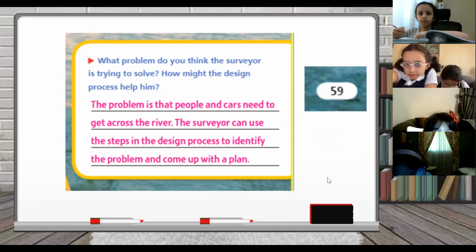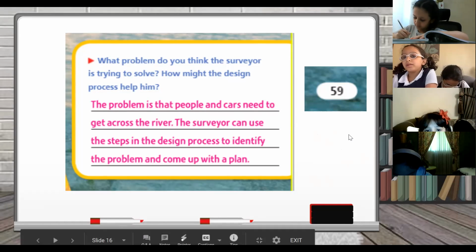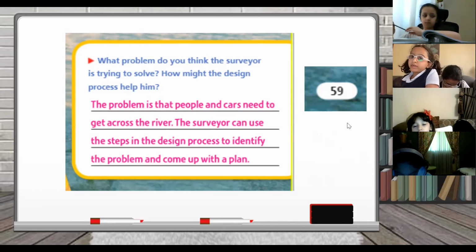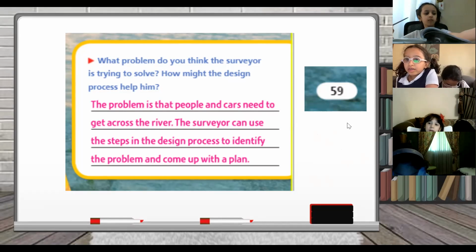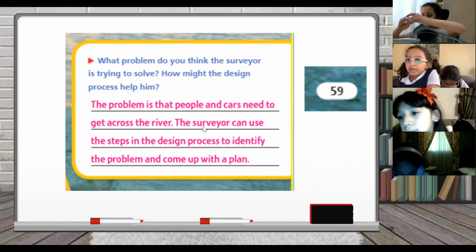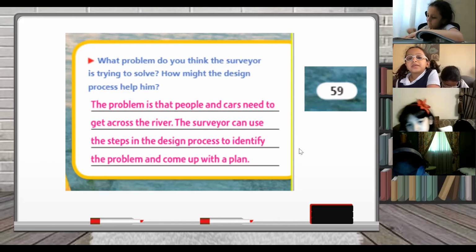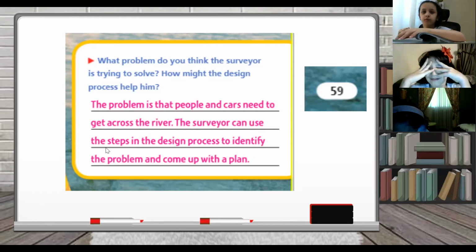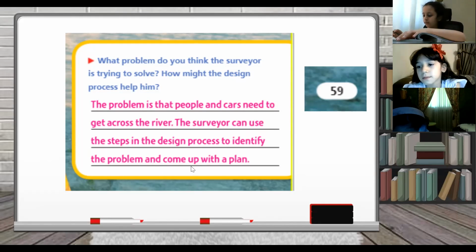Yes, the problem is what? The problem is that people and cars need to get across the river. The surveyor can use the steps and the designing process to identify the problem and come up with a plan.